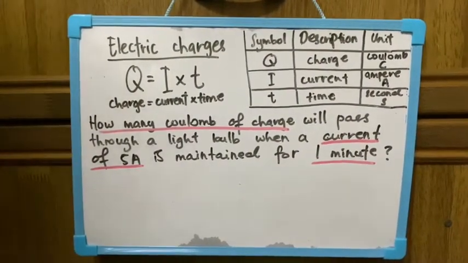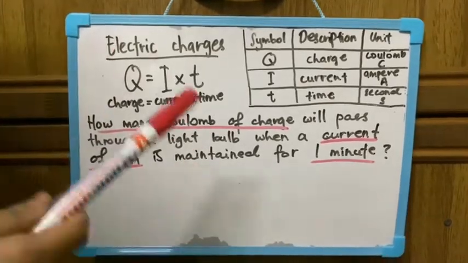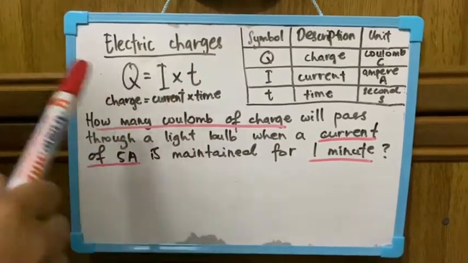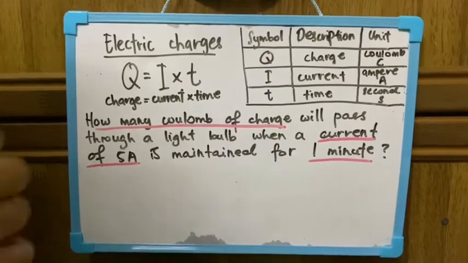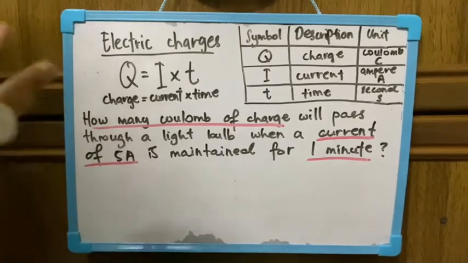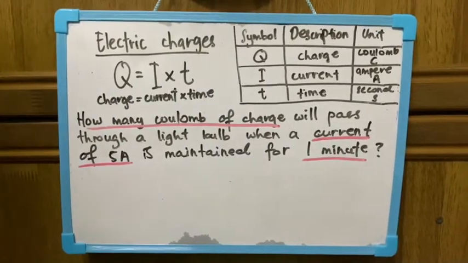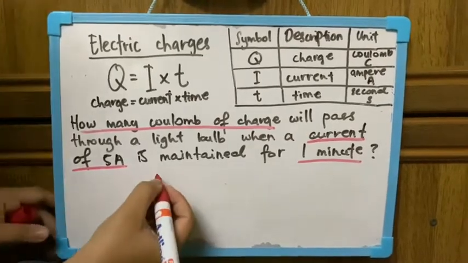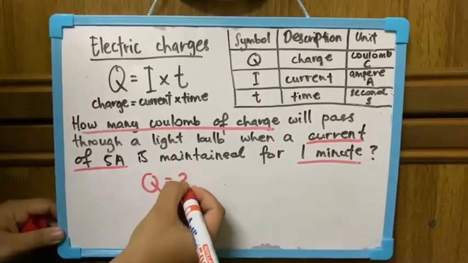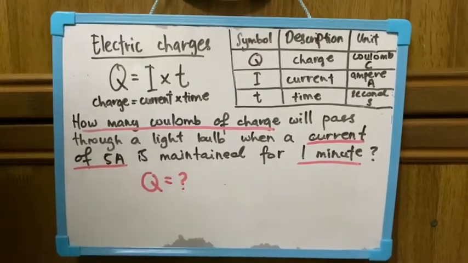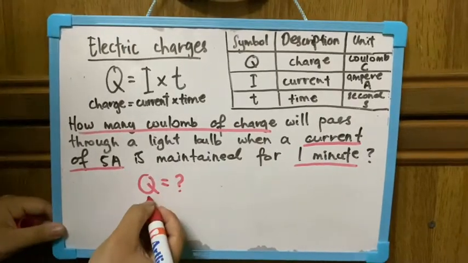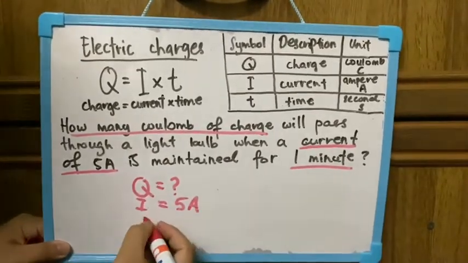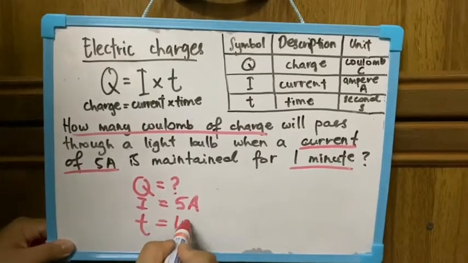Alright, so first question. How many coulombs of charge will pass through a light bulb when a current of 5 ampere is maintained for 1 minute? Okay, so first we can come out with all the information from the question. The first information: how many coulomb of charge? So from here, we want to find Q equals to what? Next, the current is 5 ampere, so I equals 5 ampere, for 1 minute. So T equals 1 minute.